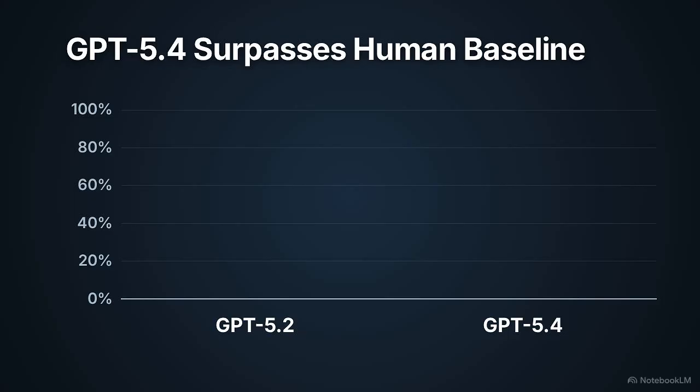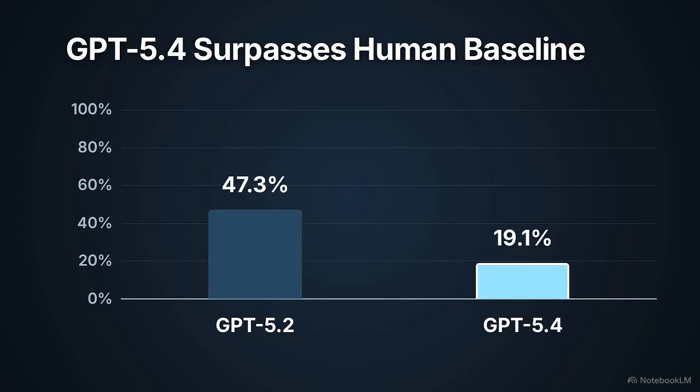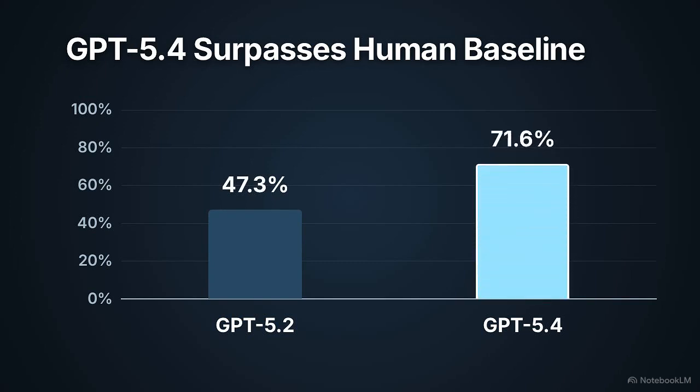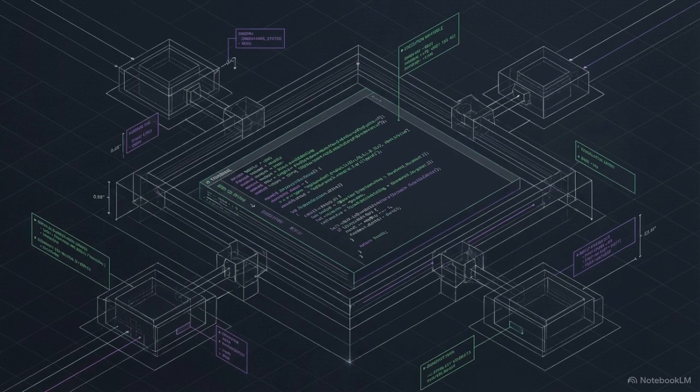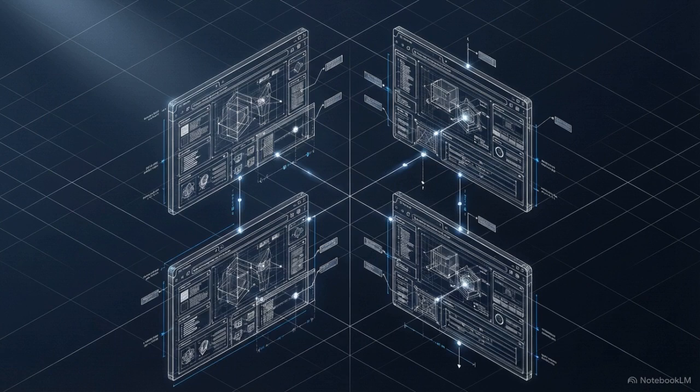On this benchmark, GPT 5.2 scored 47.3%, while GPT 5.4 reached a success rate of 75%. For context, the human baseline success rate for this specific test is only 72.4%. GPT 5.4 has moved past that threshold. Developers apply this by having models write code to operate computers through libraries like Playwright. Playwright is an open-source framework used for automating and testing web applications across different browsers.